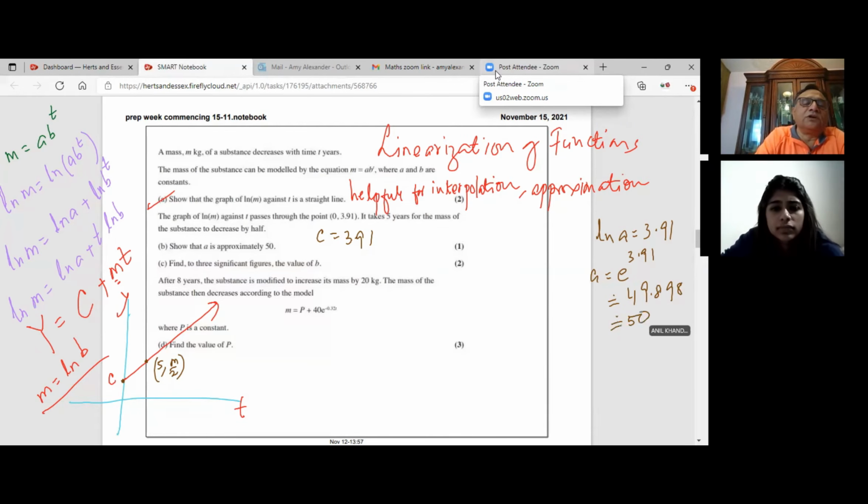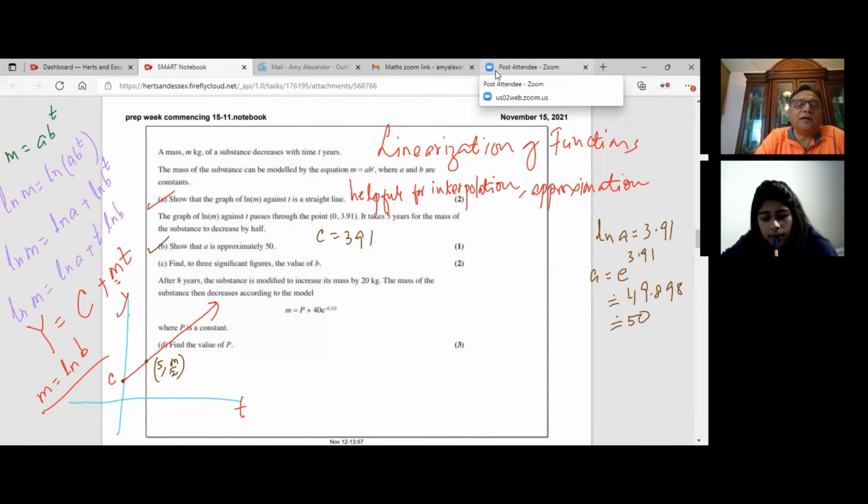So that is how you're going to do this, right? Show that A is approximately 50. So we got the value of A, and we also know that C is ln 2, correct? So the intercept of ln M is known to us. Now it says, find to 3 significant figures the value of B.